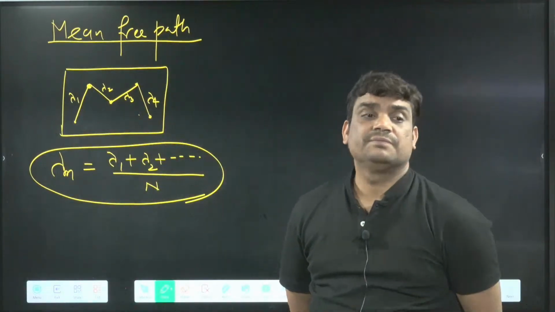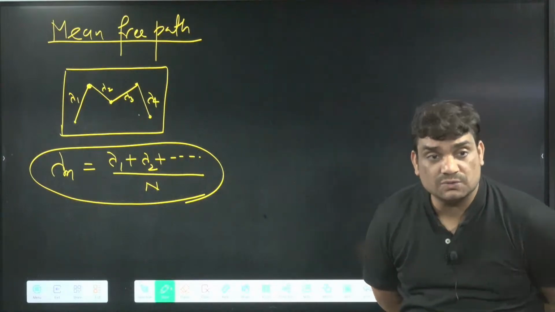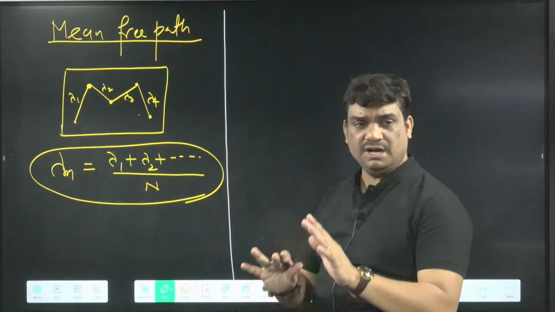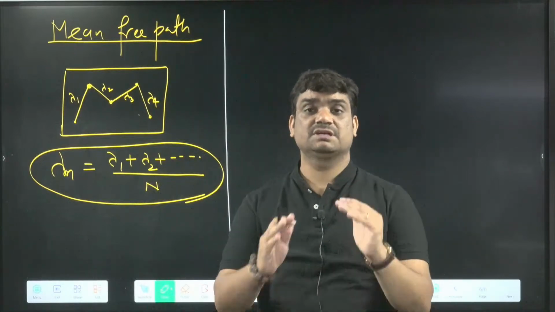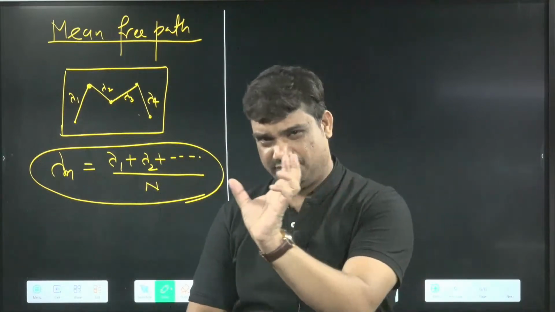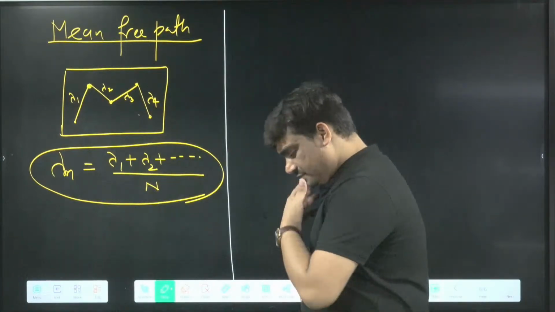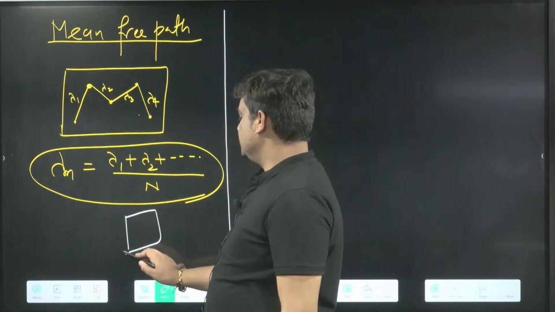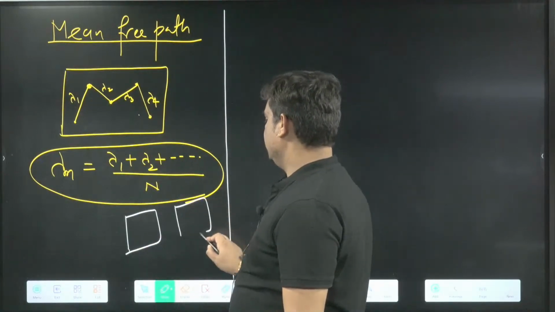So you can write: average distance between successive collisions is known as mean free path. Now, this is the definition of mean free path.